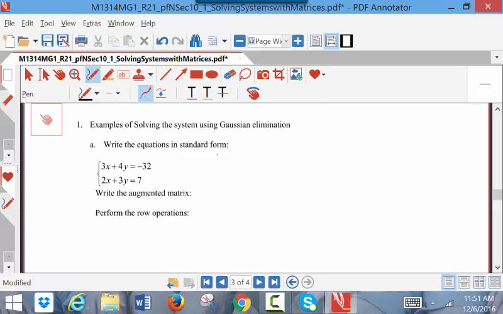We're going to write this equation, which is actually already in standard form, as an augmented matrix. My augmented matrix are the coefficients, a 3, a 4, and a negative 32, a 2, a 3, and a 7. The goal is to figure out what the solutions are, meaning what is the value of x and what is the value of y that would satisfy both equations and be the solution to the system. But we're going to use a matrix. We're going to take the matrix, put it in reduced row echelon form, so we have our solution.